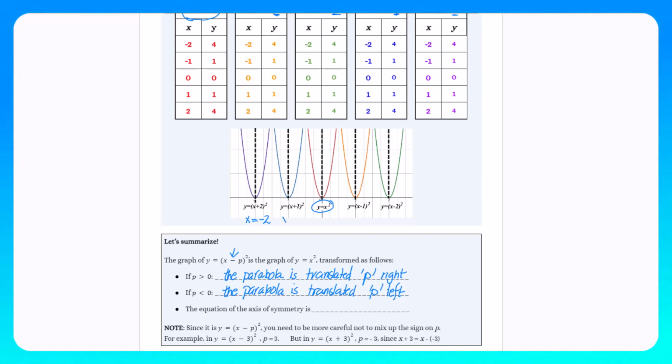And we just say x equals -1, x equals 0, x equals 1, and x equals 2. So these are the axes of symmetry. And so in general, the axis of symmetry has the equation x equals p, whatever p might be.